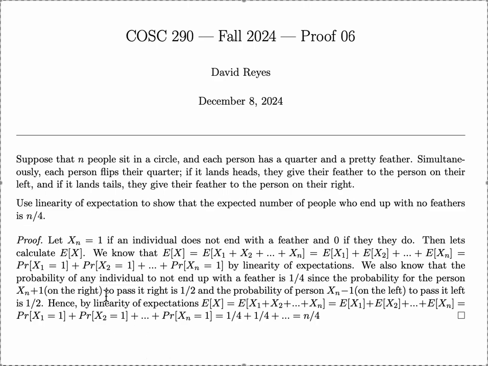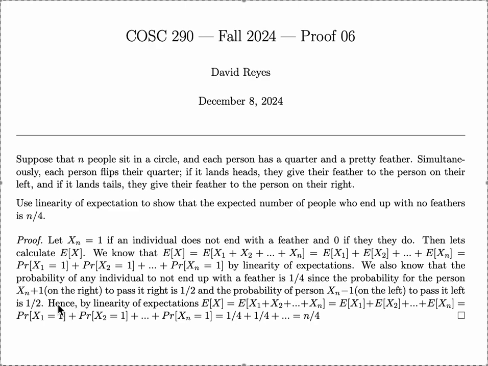And we know this is 1/4 because we want the joint probability of both of them happening. So that would be 1/2 times 1/2, which is 1/4.